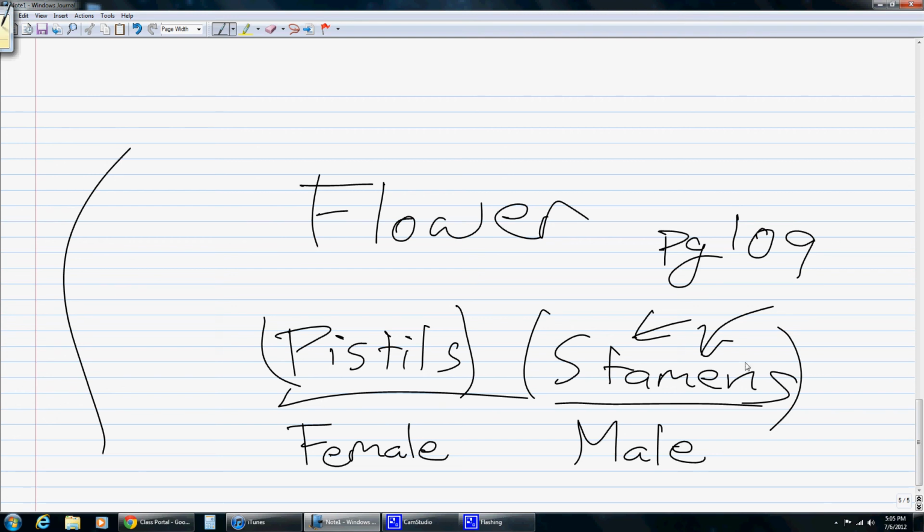But pistils, female, stamens, male. Okay, so again, make sure you study this hard. Make sure you look over the drawings that we made in class, and that'll help you out a lot.